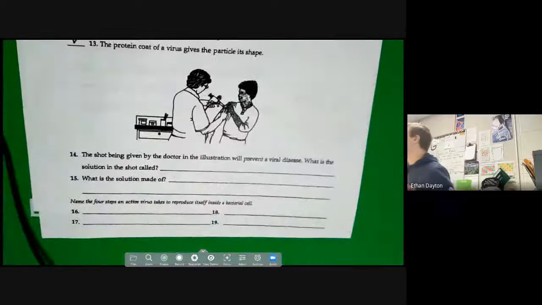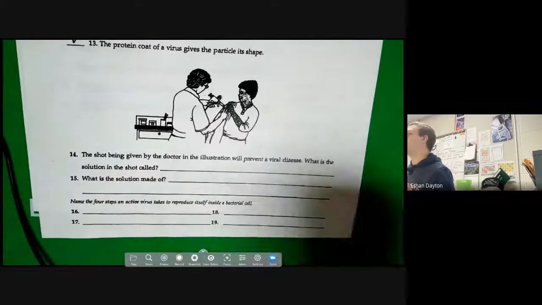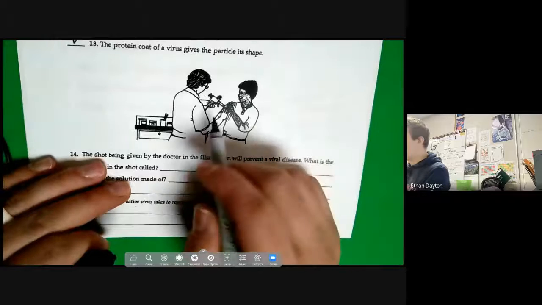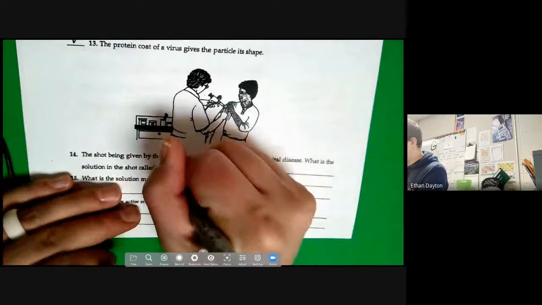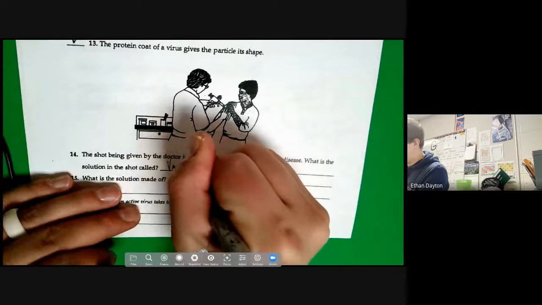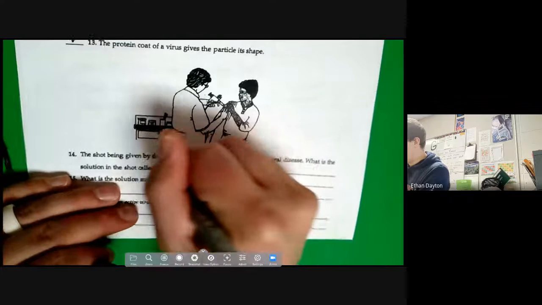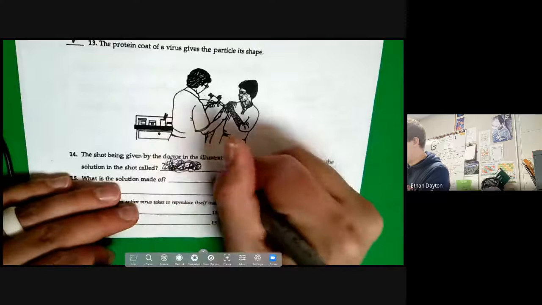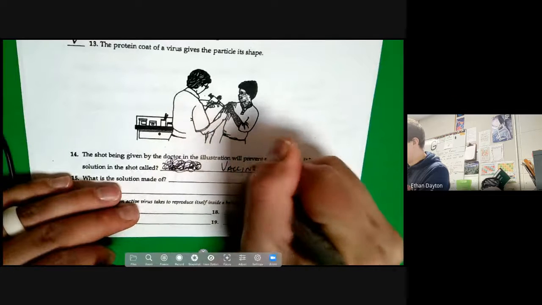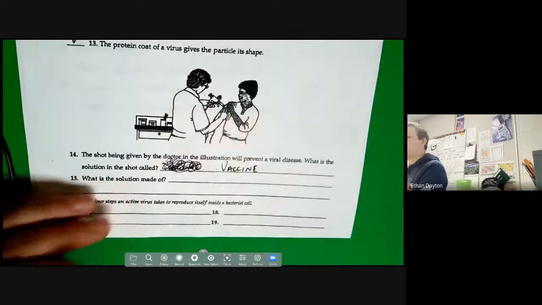All right, let's go down here. Now, what is this? Some of you might have gotten this, and I don't need to hear about it if you haven't or don't want to. What is this shot? Vaccine. I spelled vaccine wrong. There it is, vaccine.